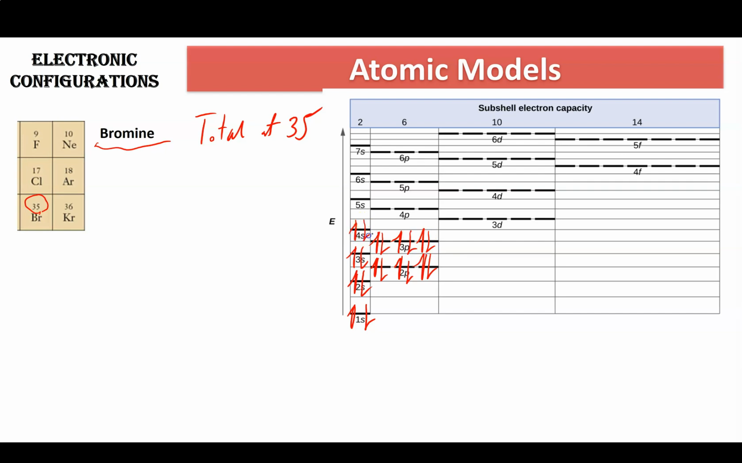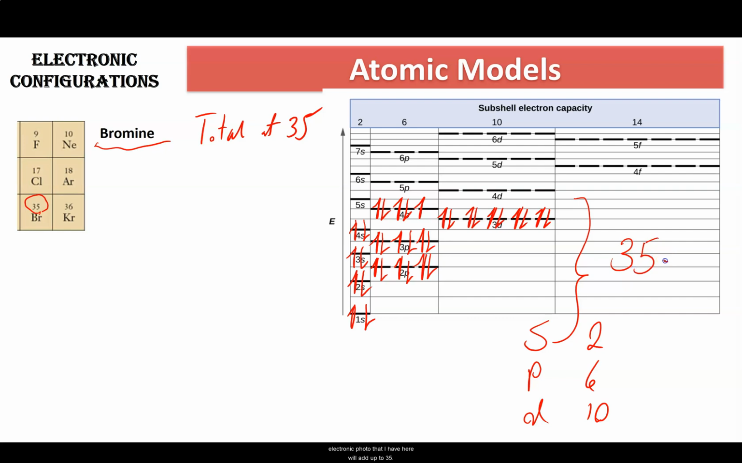After 4s, I'm not going to go to 4p. I'm going to go to 3d, and d orbitals will receive 10 electrons. So s receives 2, p gets 6, and d gets 10 electrons. Then I go to 4p, and in that 4p I have 1, 2, 3, 4, and 5. When you do the electron count, the total adds up to 35 electrons.